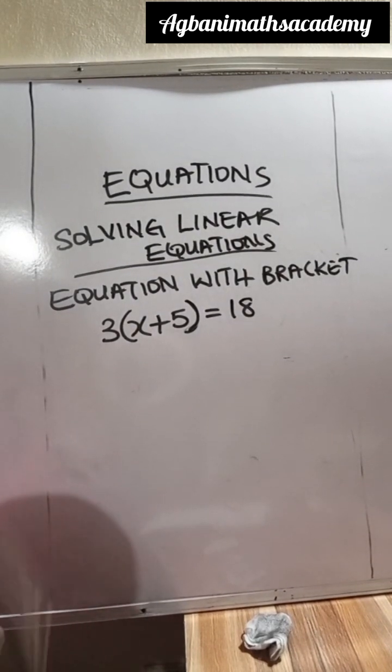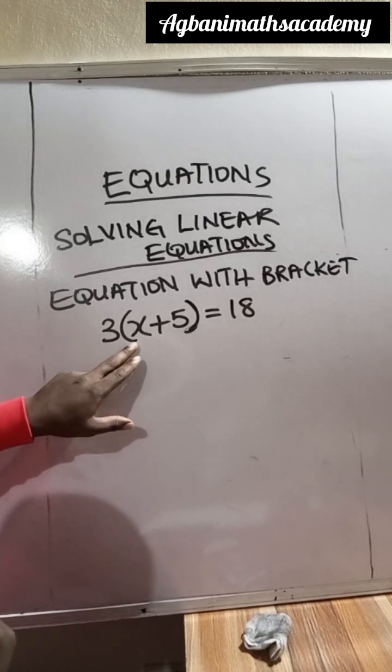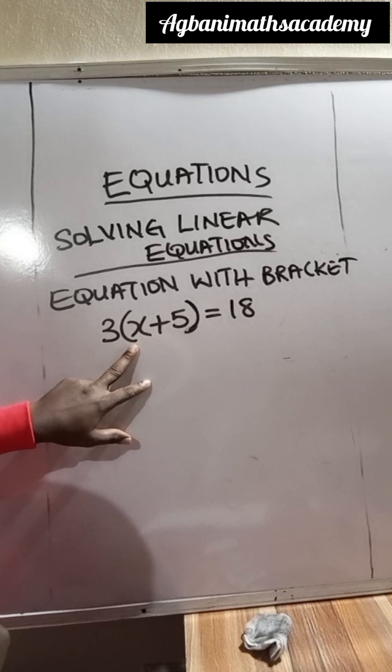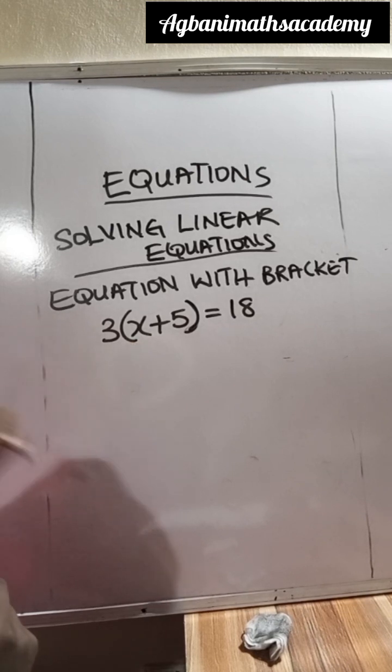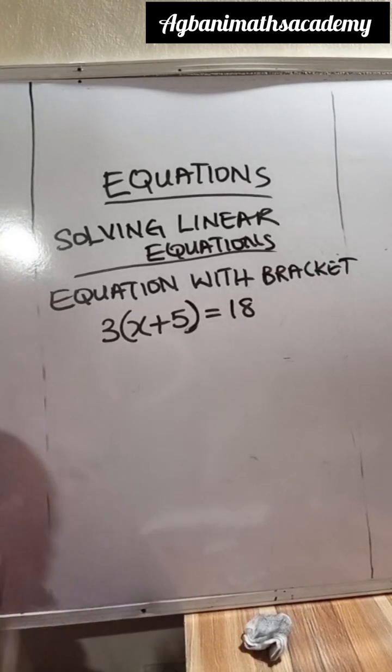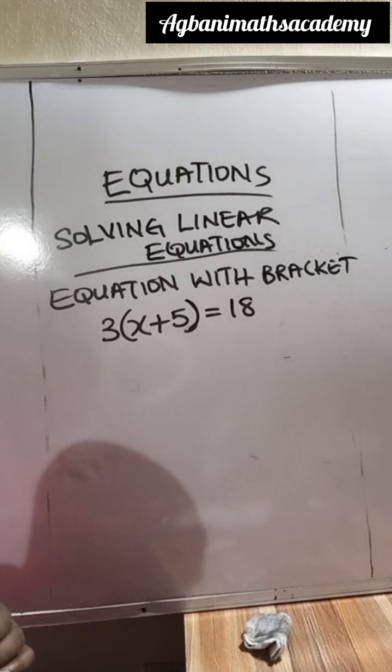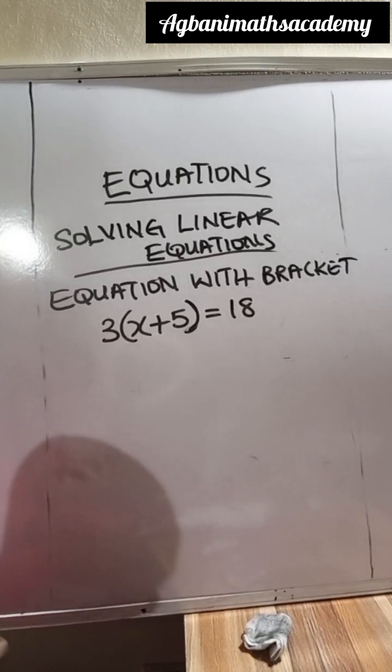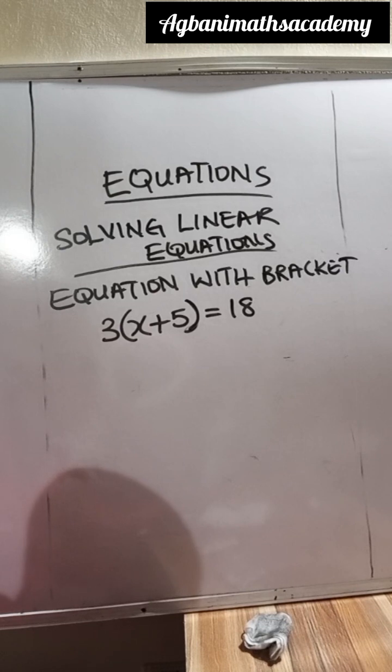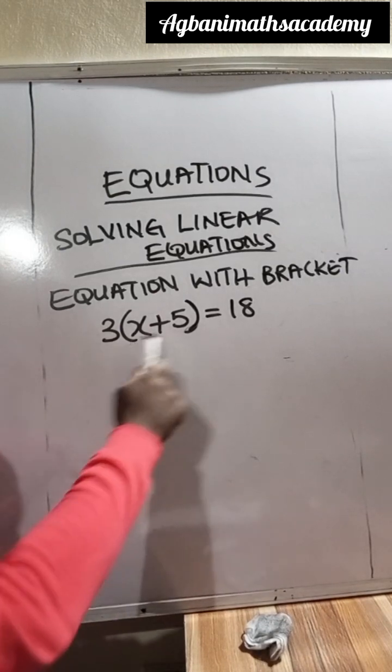Now, we cannot just go ahead and start cancelling out. This equation comes with a bracket, therefore the first thing we need to do is eliminate the bracket. How do we eliminate the bracket? First of all, what does a bracket mean in mathematics? Whenever you see a bracket in a math equation, what does it represent? Multiplication. Good. So a bracket means multiplication.